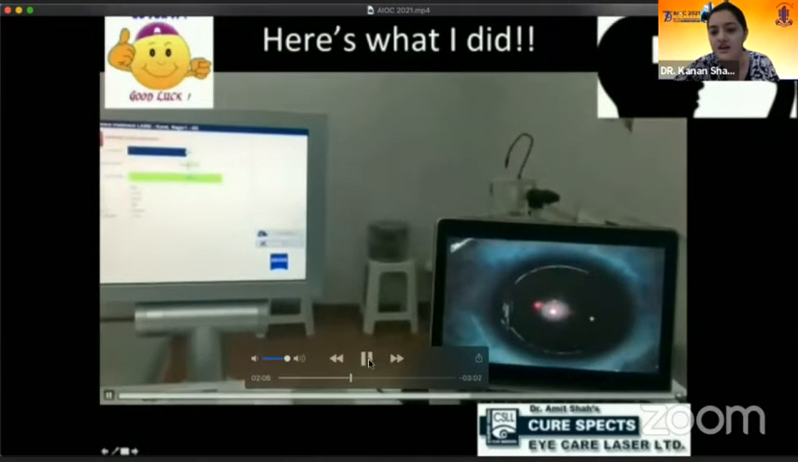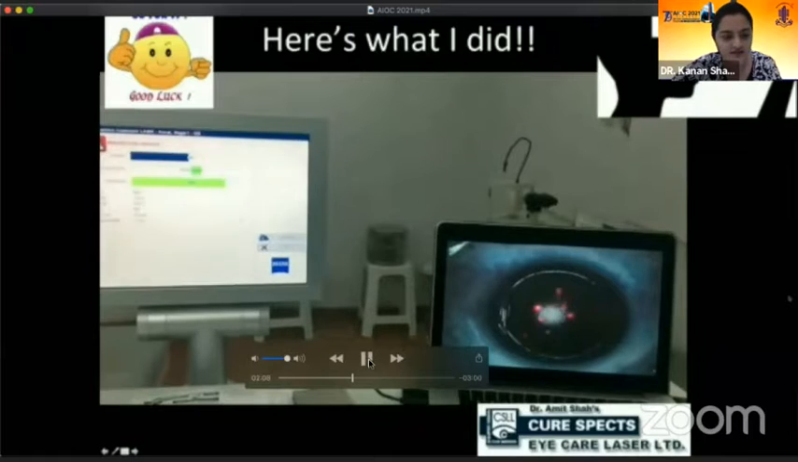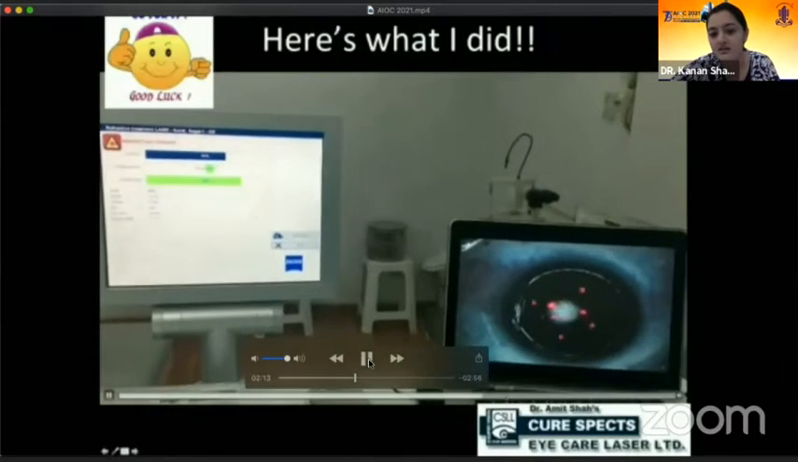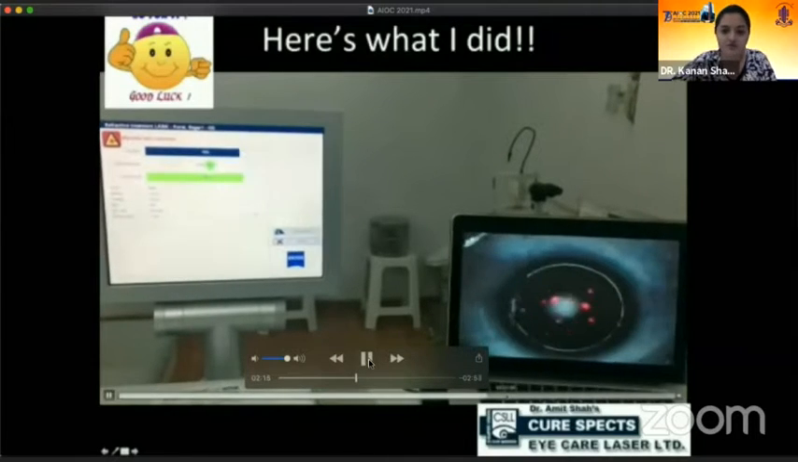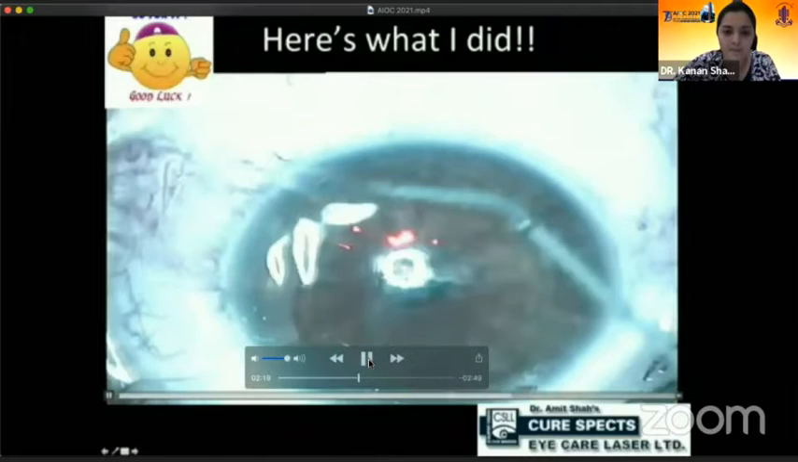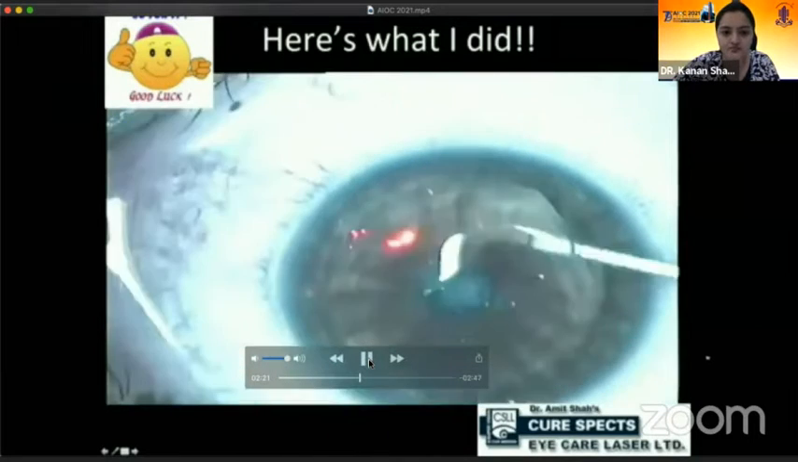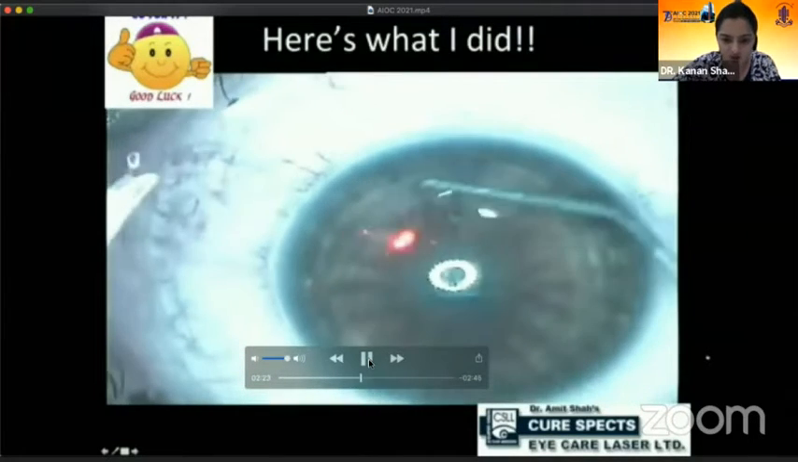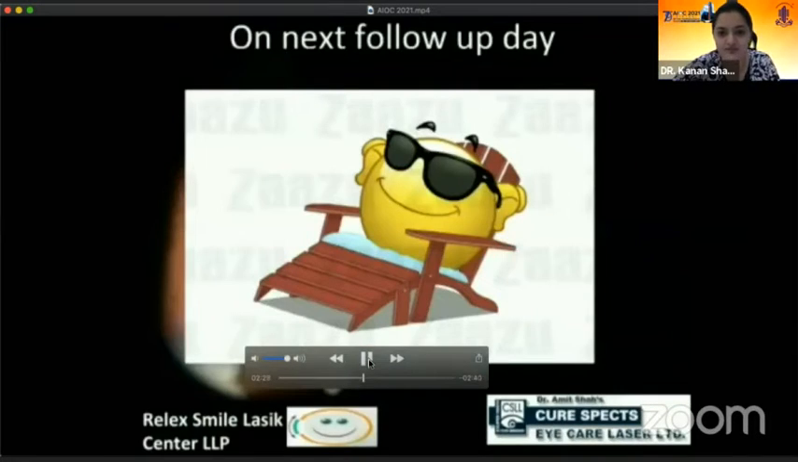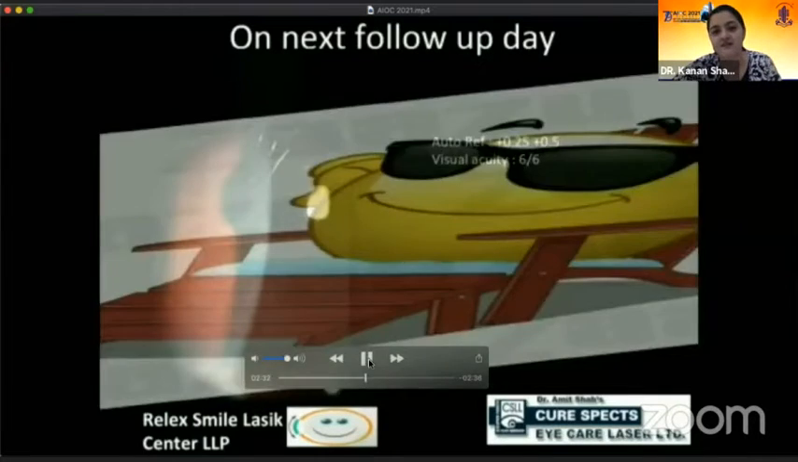Here the laser firing is on the patient's eye. I started the foot switch and the laser is firing, and I completed the laser treatment. The rest of the procedure is the same way as normally we do, putting the flap back, putting the BCL on. So everyone would think about the end result.